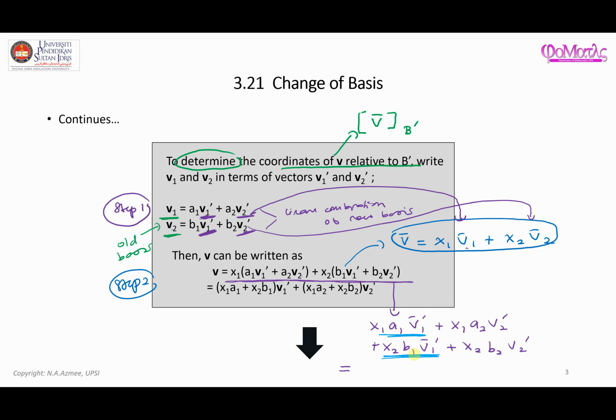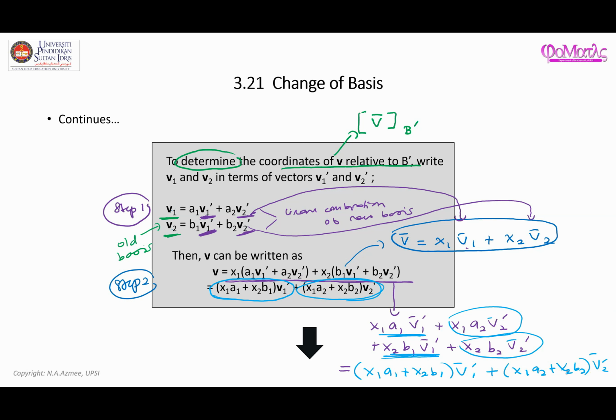v1 together, and so the result is x1 a1 plus x2 b1. This is the new coefficient of vector 1 from the new basis, vector 1 prime. Then this part here we group together, because we have vector 2 prime here, so it will be x1 a2 plus x2 b2 times vector 2 prime, and this is the result given here. So that is step 2.